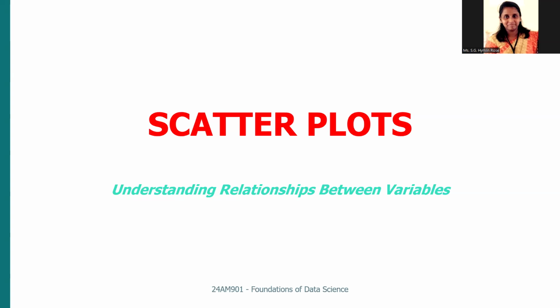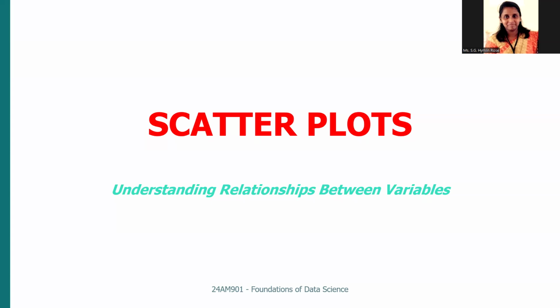Scatter plots are most commonly used to detect whether a relationship exists between two variables, determine the direction of that relationship, either positive or negative, estimate the strength of the relationship, strong, moderate, or weak, identify the form of the relationship, whether it is linear or curvilinear, and spot unusual data points or outliers. For these purposes, we use scatter plots.